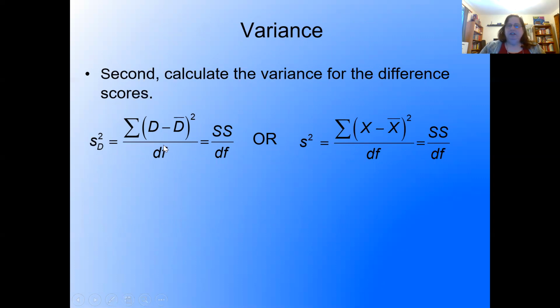So again, take each score minus the mean. We square each of those values. So we would be doing step 1 and 2 here 5 times. Subtract 5 times, square 5 times, add only once, and divide only once. Okay.